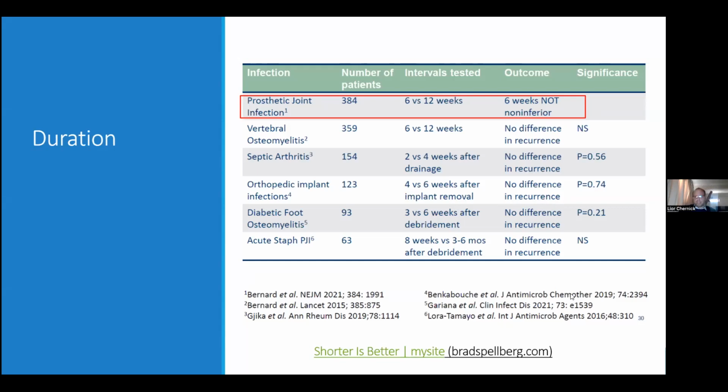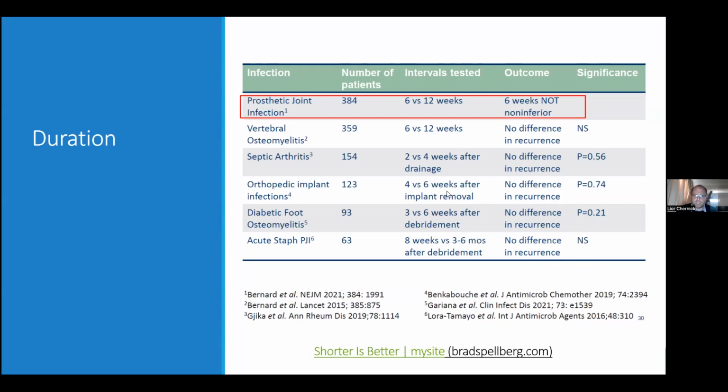Diabetic foot osteomyelitis. And here, this was interesting, after debridement, in fact, 3 weeks was adequate when compared to 6 weeks. There was no real difference in recurrence. And then the last one was acute staphylococcal prosthetic joint infection. This was in patients who had debridement, but retention of the hardware.